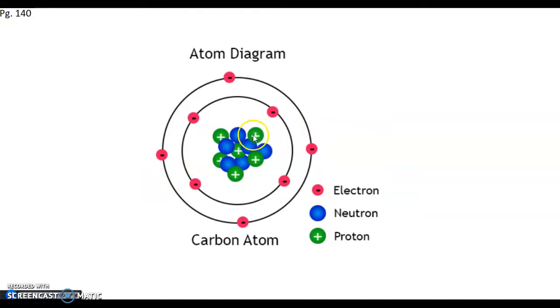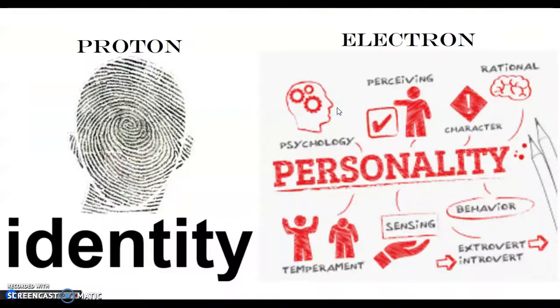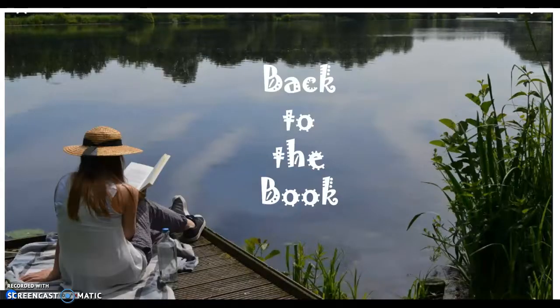So depending on how many protons there are, this is what gives the element its identity. Depending on how many electrons there are, this gives it its personality. So when we think about identity, think about personality. We think about identity of a human. This could be our thumbprint, right? Everybody has their own unique thumbprint. This gives us our identity. This is like our proton. Electron-wise, would be like our personality. We would think about our psychology, our character, how do we rationalize things. Do we have a strong temperament, or are we extrovert, introvert? These things such as this. All right, back to the book.